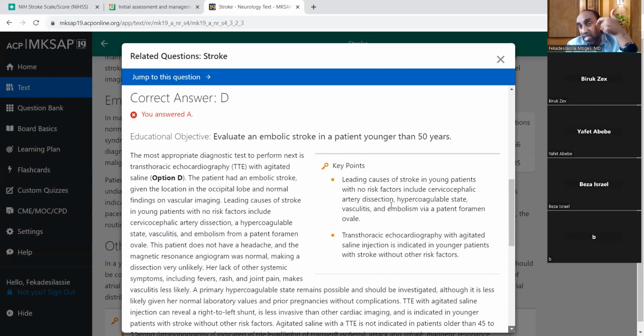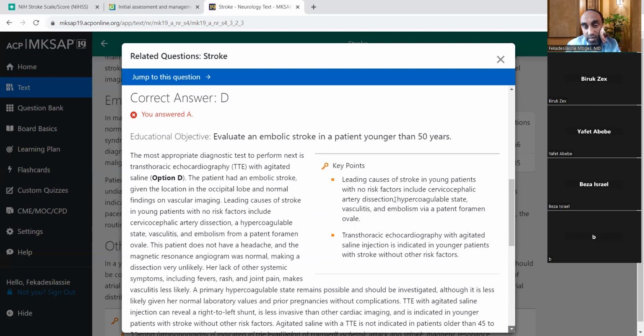Fibromuscular dysplasia. That means the muscle wall of the blood vessel is affected. Fibromuscular dysplasia of the vessel wall is another risk for ischemic stroke. The other one is dissection, okay? And the other one is, of course, atherosclerotic lesions.